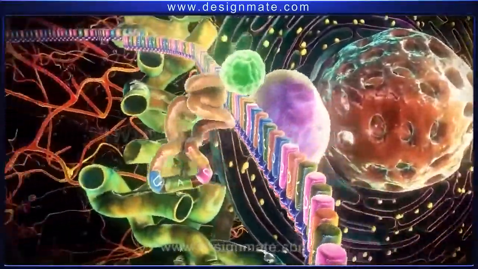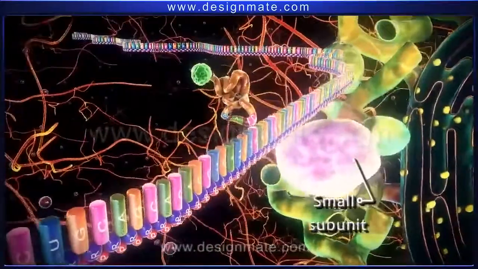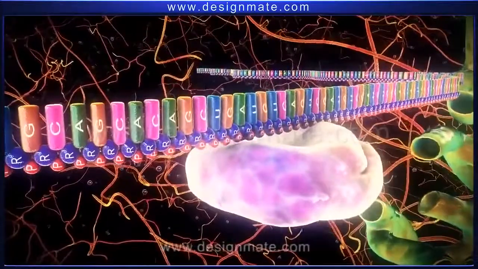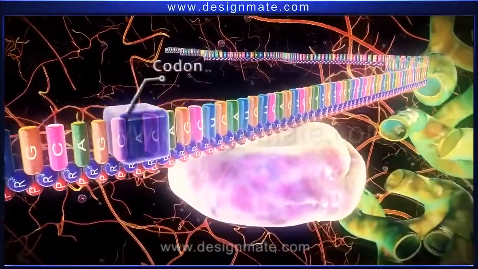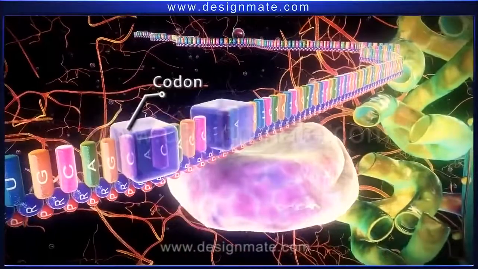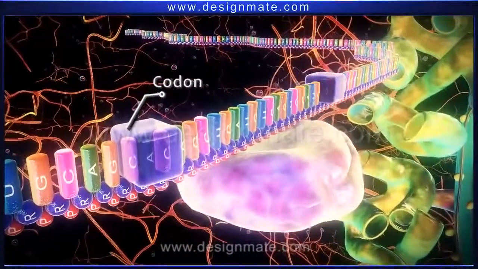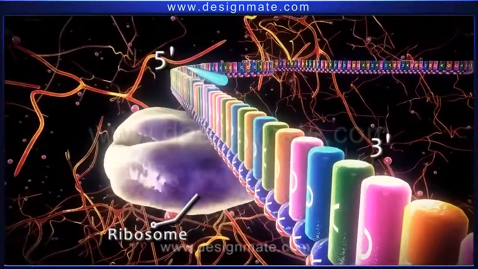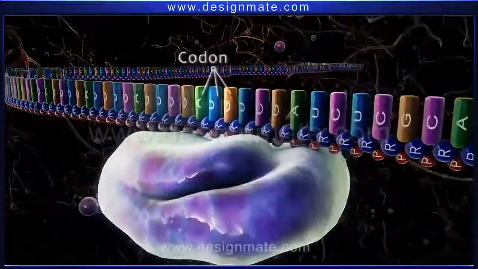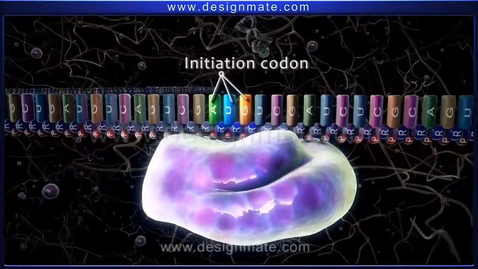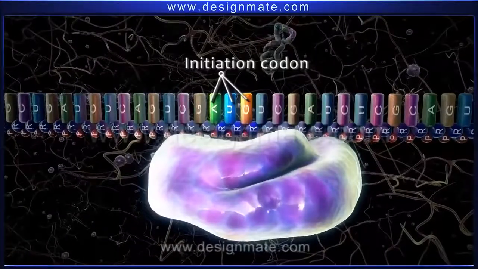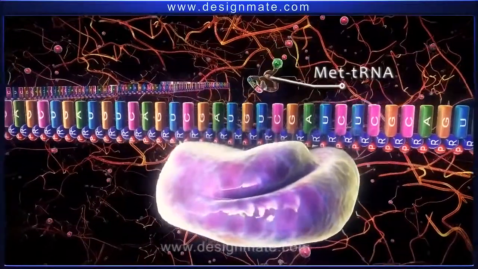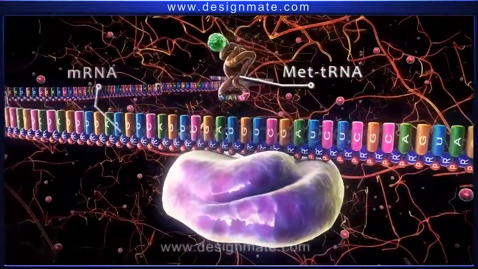During the initiation stage, a small subunit of the ribosome binds to the mRNA strand. The mRNA strand is made up of codons, which are sequences of 3 bases. Then the ribosome subunit moves along the mRNA in the 5' to 3' direction until it recognizes the AUG codon, or the initiation codon. At this point, met-tRNA, possessing the anticodon UAC, pairs up with the AUG codon of the mRNA.